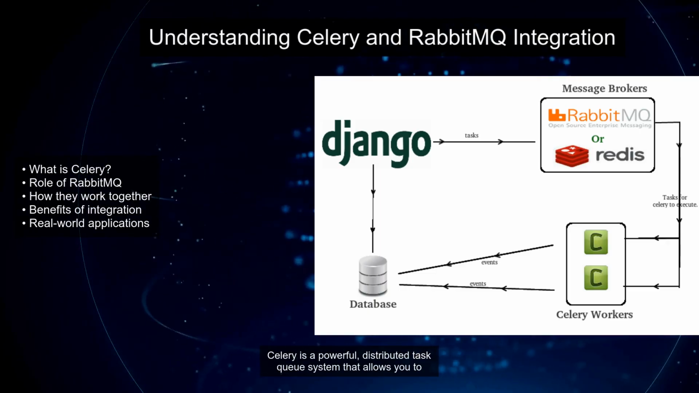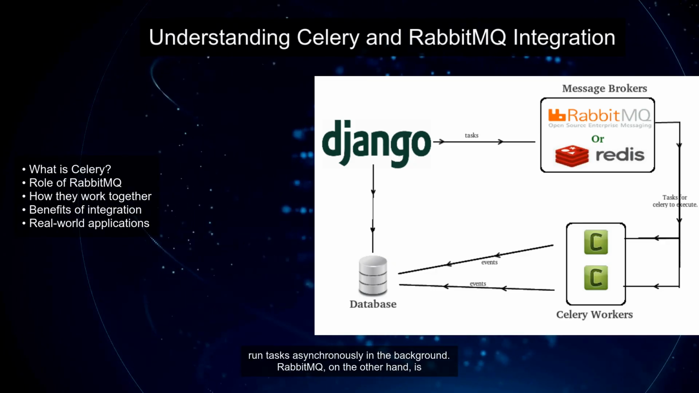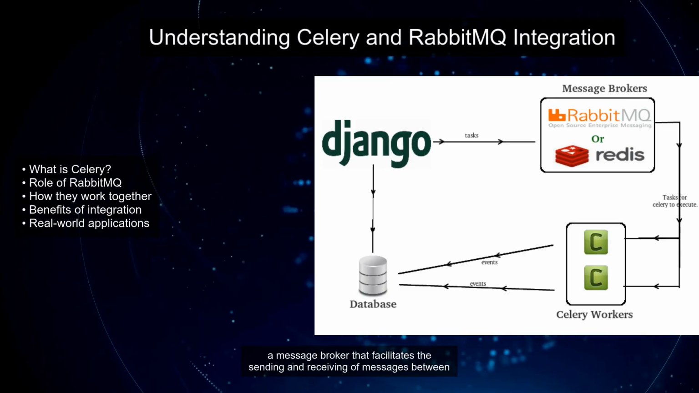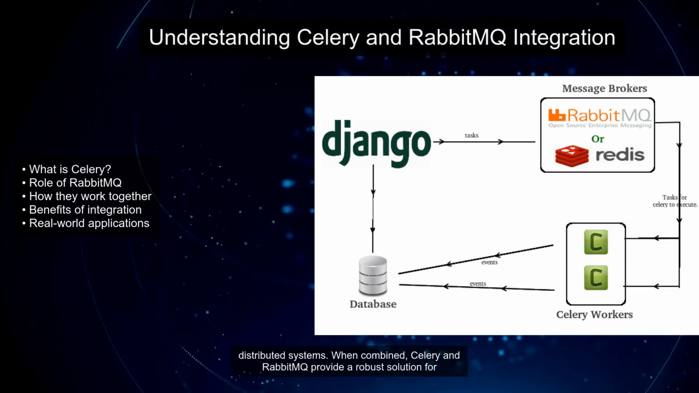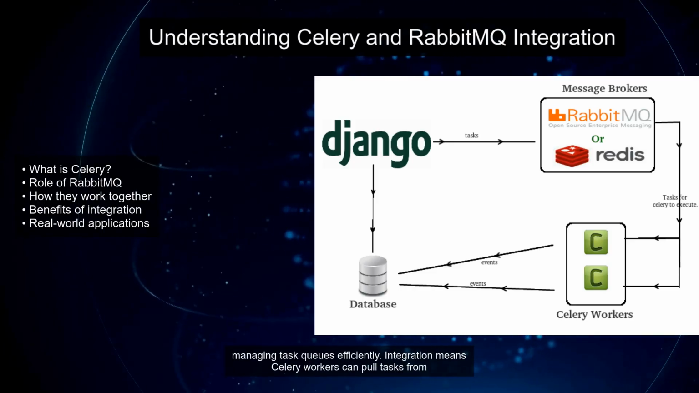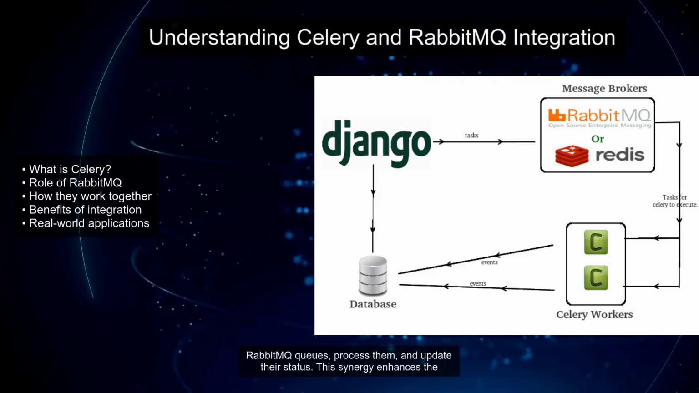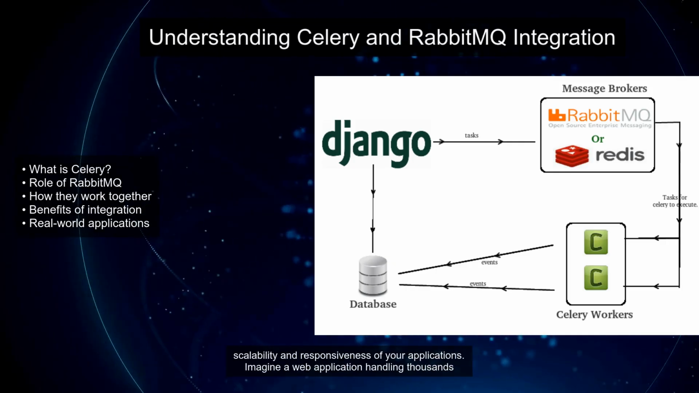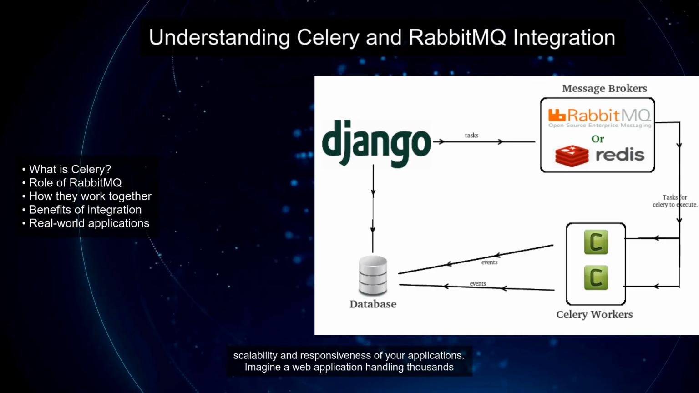Celery is a powerful, distributed task queue system that allows you to run tasks asynchronously in the background. RabbitMQ, on the other hand, is a message broker that facilitates the sending and receiving of messages between distributed systems. When combined, Celery and RabbitMQ provide a robust solution for managing task queues efficiently. Integration means Celery workers can pull tasks from RabbitMQ queues, process them, and update their status. This synergy enhances the scalability and responsiveness of your applications.